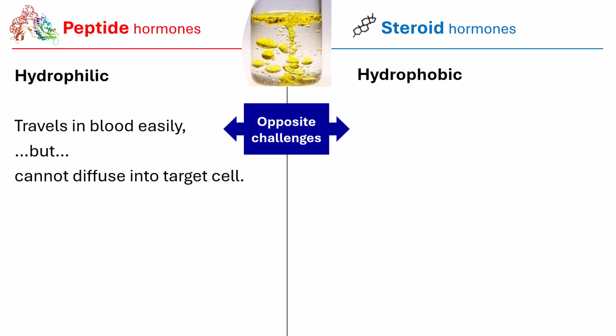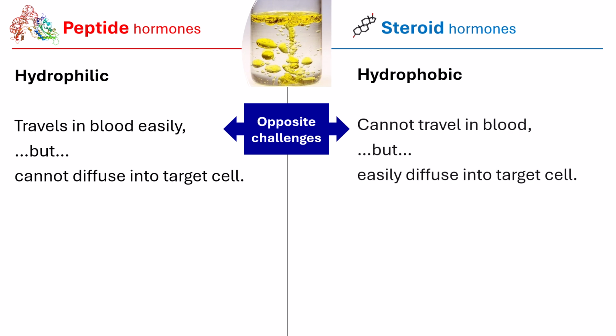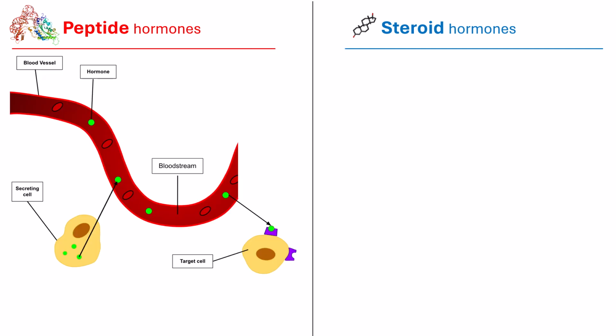Oppositely, steroid hormones, which are hydrophobic, diffuse right into their target cell if they can get there. But traveling is difficult for them because they are lipids and blood is water. So, literally, as lipids and water do not mix, steroid hormones don't mix with blood. So, how do they travel in the bloodstream? The body found solutions. First, I'll describe how each type of hormone travels in the blood.